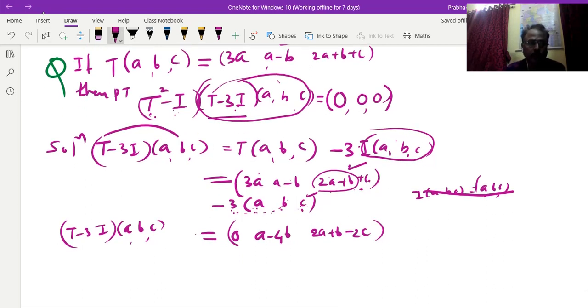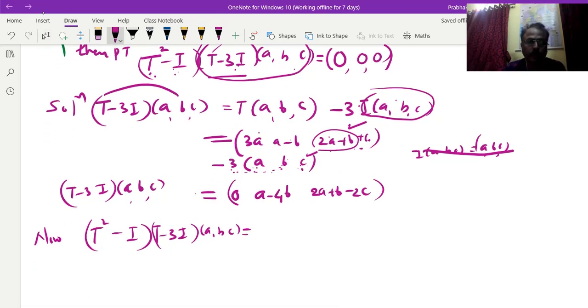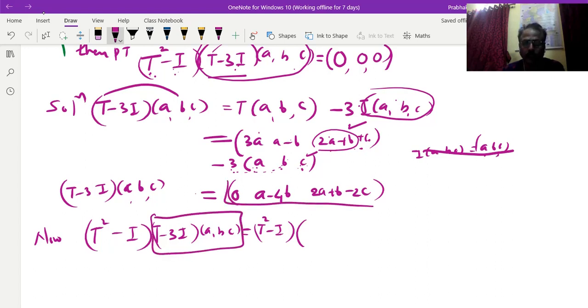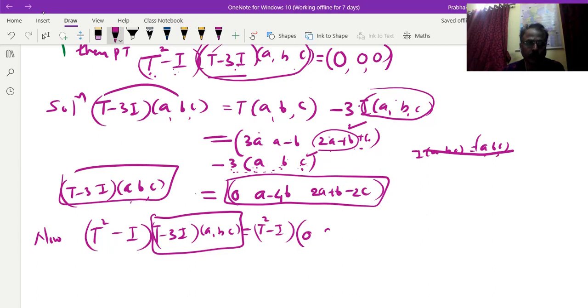That means T square minus I on T minus 3I of ABC is equal to T square minus I as it is, and instead of this part I have to replace this part, 0, because these two are one and the same. That means this becomes 0, A minus 4B, 2A plus B minus 2C. Students, don't forget, our final aim is 0, 0, 0.